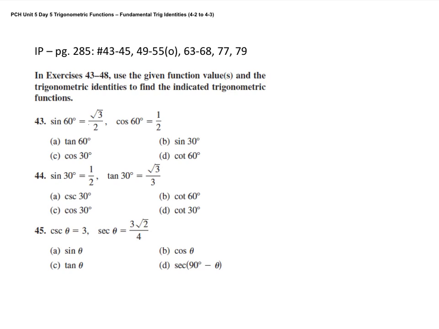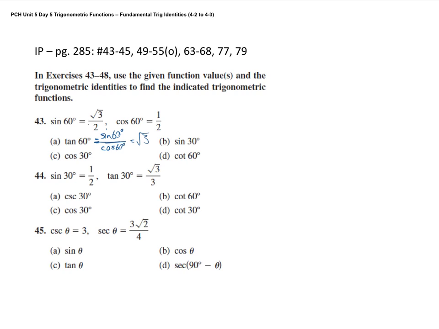A couple of the applications so far that we have. Here's one. One of these is on your actual required IP, but here's some extra practice for those of you who like extra practice. If I'm looking at the sine of 60 and cosine of 60, I could use a quotient identity to find tangent of 60. Because tangent of 60 is sine of 60 over cosine of 60. So that would be root 3 over 2 over a half, which is just root 3.